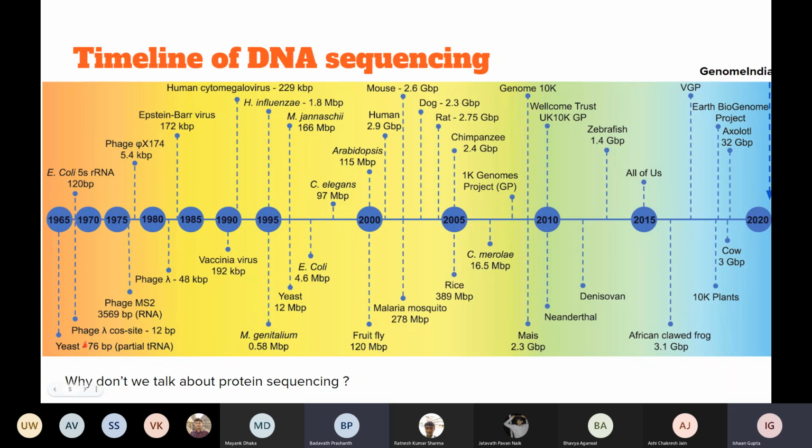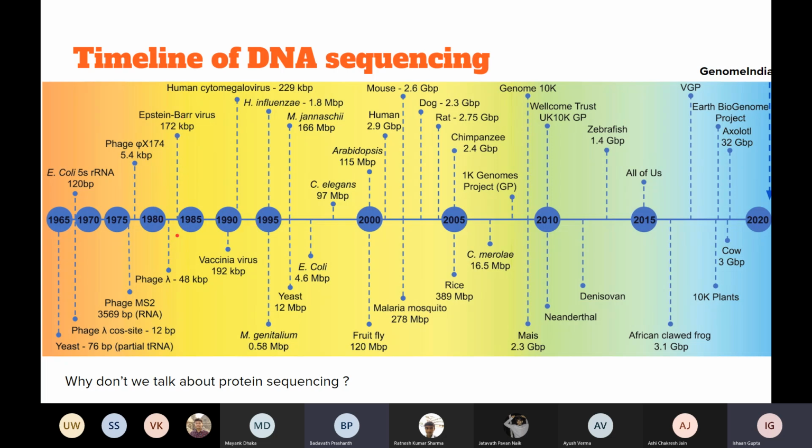The first sequencing happened for the partial tRNA fragment in yeast. Then you had the 5S rRNA from E. coli that was about 120 bases. Between 1975 and 1980, you had sequencing of the MS2 phage, which is an RNA phage, and then the sequencing of phage phiX174, which is approximately 5,000 base pairs.